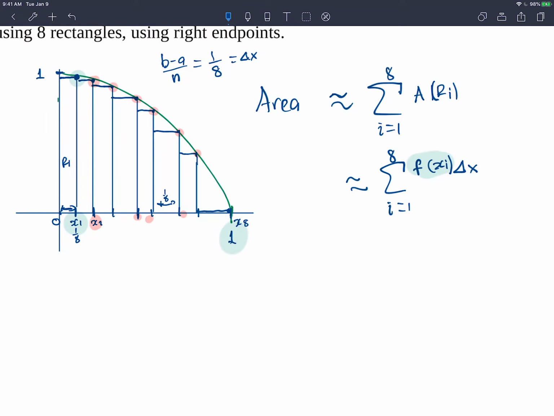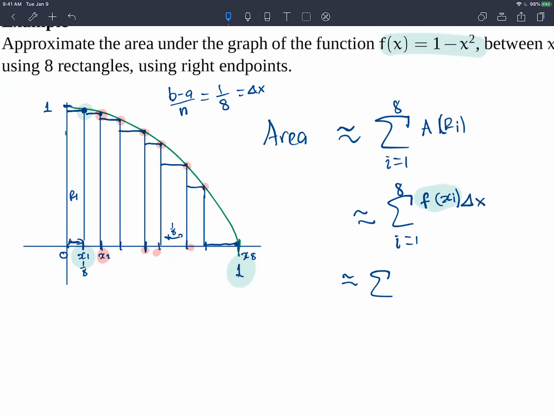So if I continue, my next step is that the f function was 1 minus x squared. I have it up here. So I need to evaluate how high these rectangles are. So it's just 1 minus xi squared. Sorry, it's a good point to write here that xi is really just i over 8, right?